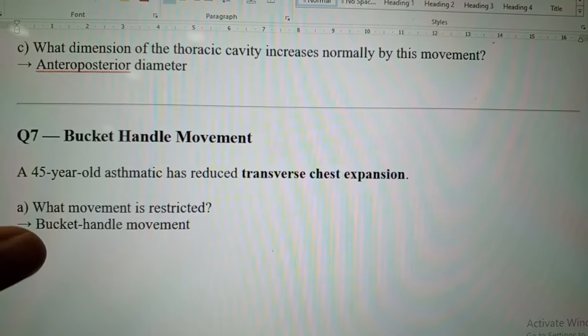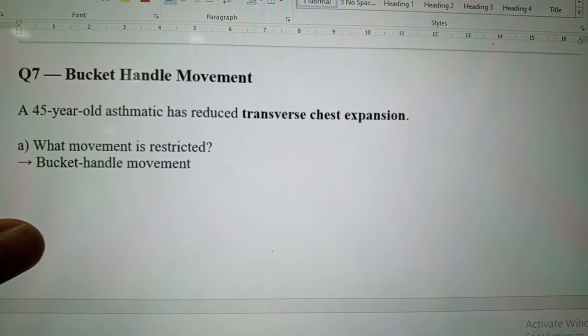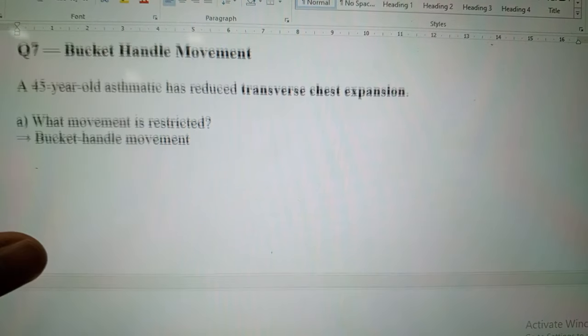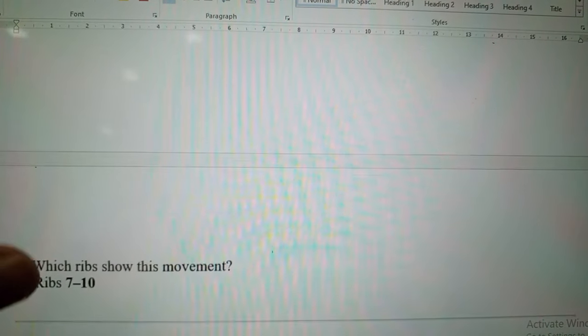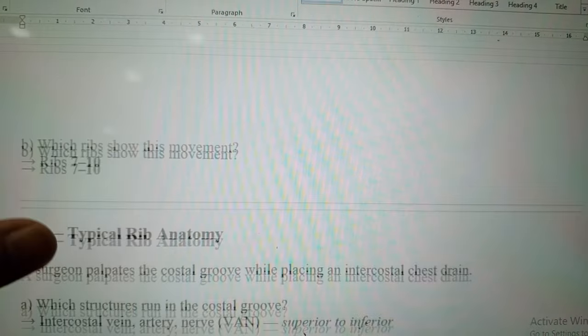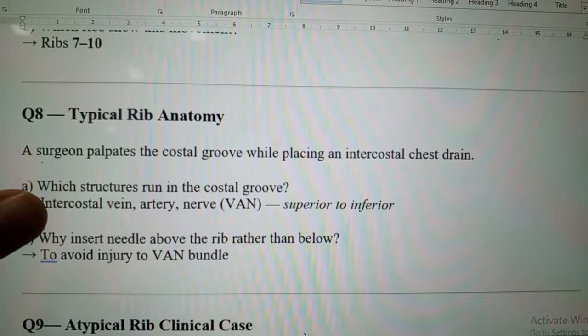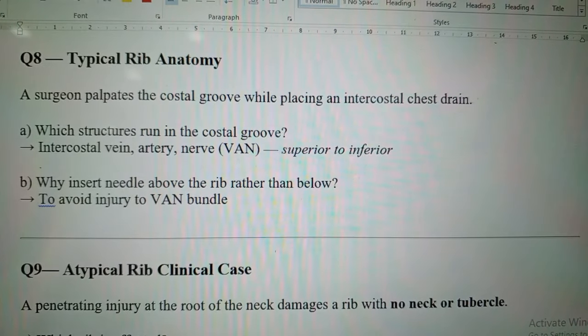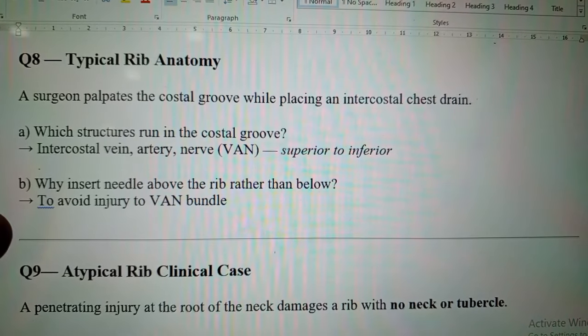Anterior-posterior diameter. A 45-year-old asthmatic has reduced transverse chest expansion. Which movement is restricted? Bucket handle movement is restricted. Which ribs show this movement? Ribs 7 to 10.